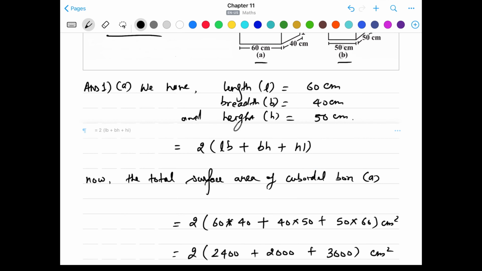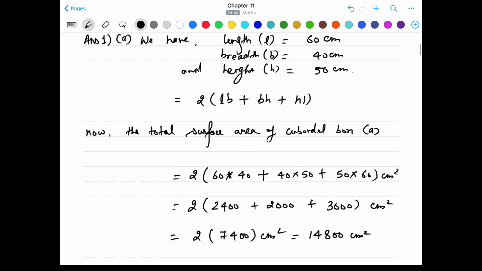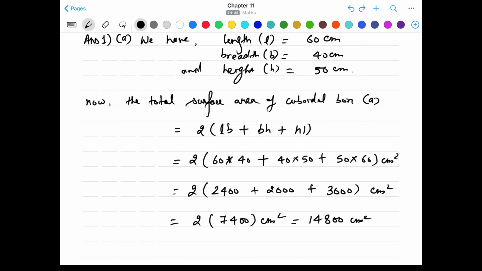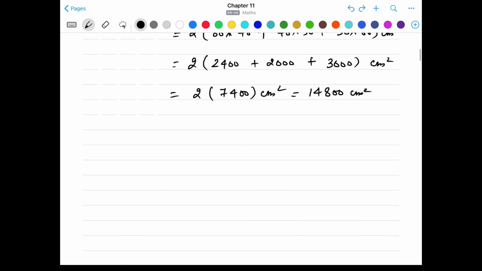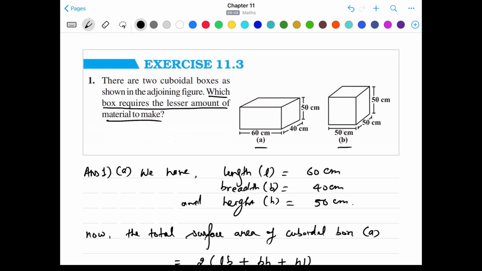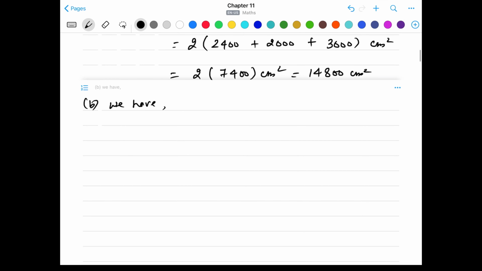Now let's do it for box B. In this box B, all the measurements are equal, that is, length, breadth and height are all 50 each. So let's write it. The length L of this box is equal to 50 centimeter.